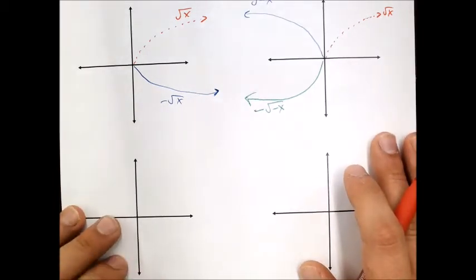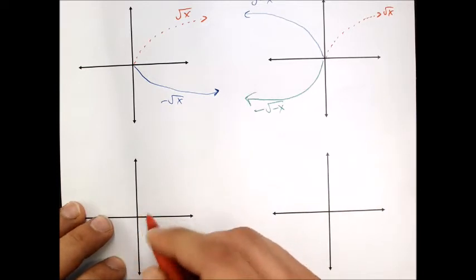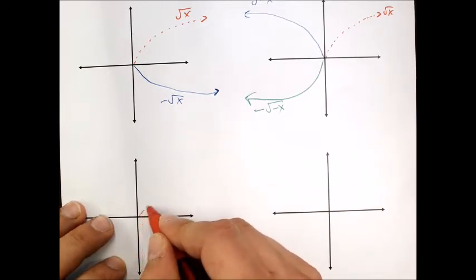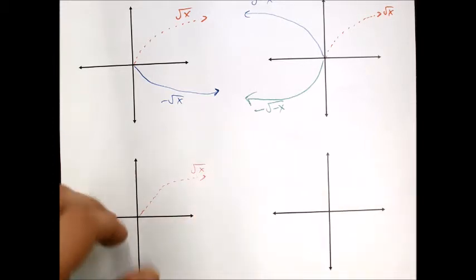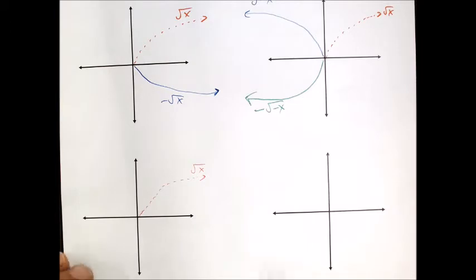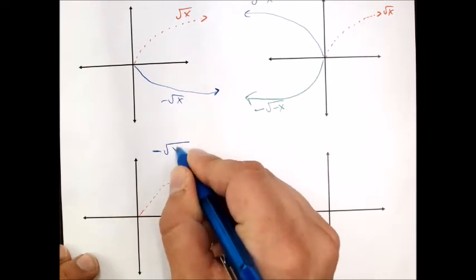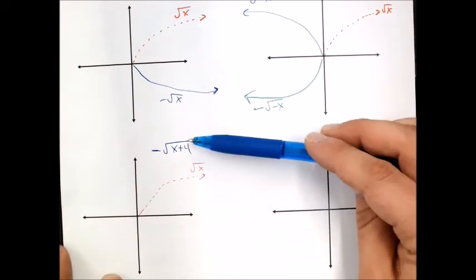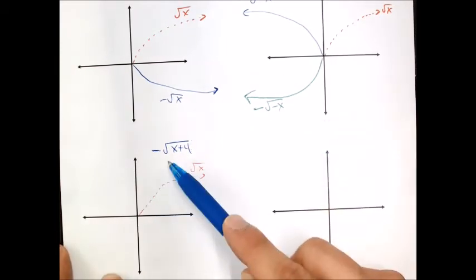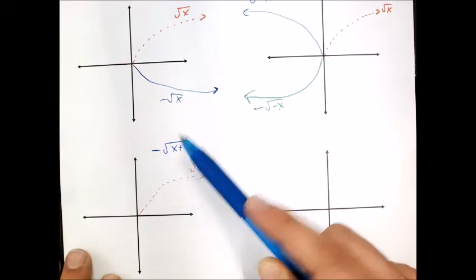So let's look at another one, where we'll combine a couple of transformations. And let's stick with a square root on this one again. So let's start again with square root of x. And let's do something from the last page and this page. So what is the minus square root of x plus 4? We're starting with the square root, but we have a negative 1 on the outside of the square root and a plus 4 on the inside of the square root.